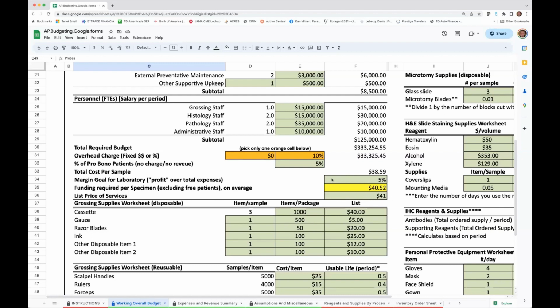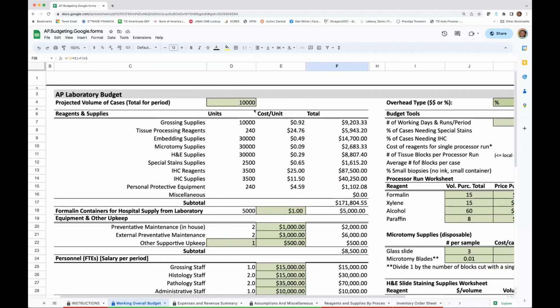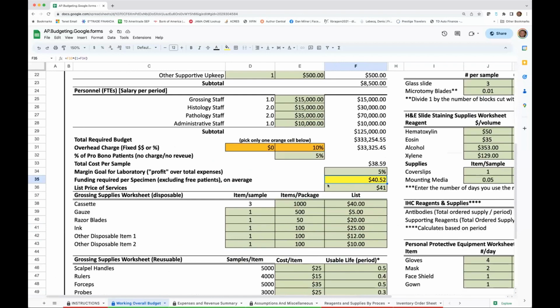So now what's this model doing? This model is generating this number, right? That 40.52, that's $40.52. What does that $40.52 mean? What it means is that for your laboratory to receive 10,000 samples, 10,000 patient cases in a year, process them, read them, perform special stains, perform immunohistochemistry, do everything you need to do. For each of those cases, you need to bring in $40.52, okay? With the exception of this 5% of pro bono patients.